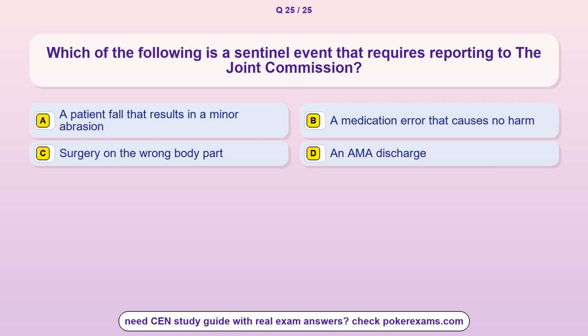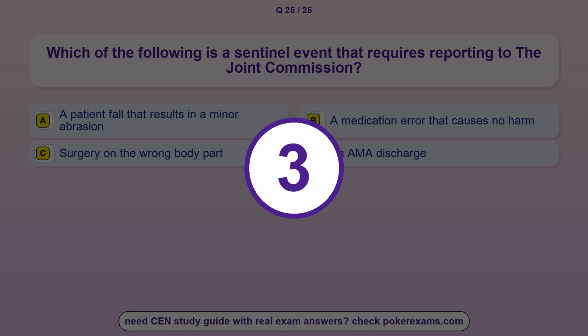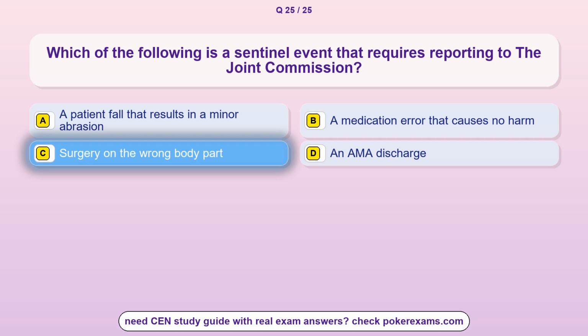Question 25. Which of the following is a sentinel event that requires reporting to the Joint Commission? Option A, a patient fall that results in a minor abrasion. Option B, a medication error that causes no harm. Option C, a surgery on the wrong body part. Option D, an AMA discharge. The correct answer is option C, surgery on the wrong body part.